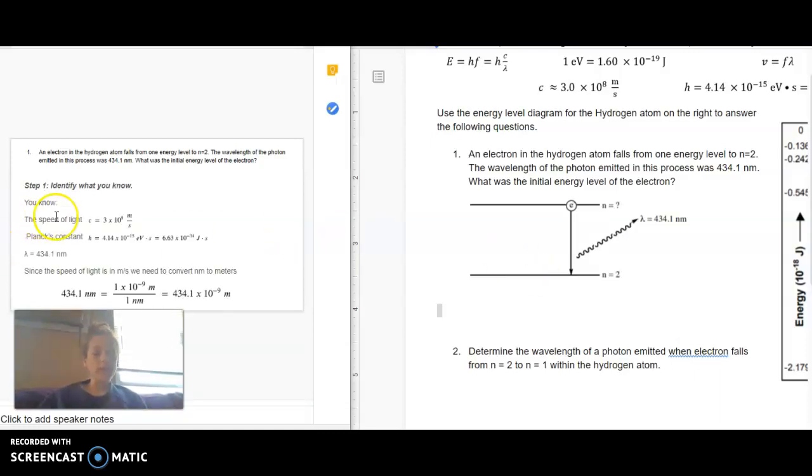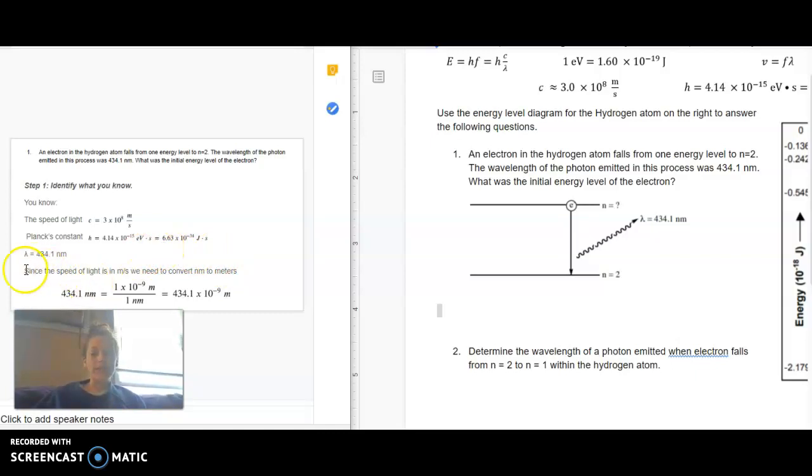So we always know the speed of light. So c equals 3 times 10 to the 8th meters per second. We always know Planck's constant, so 4.14 times 10 to the negative 15th electron volt seconds, or 6.63 times 10 to the negative 34th joule seconds. And we already said that because the table's in joules, we're going to use Planck's constant in joule seconds.